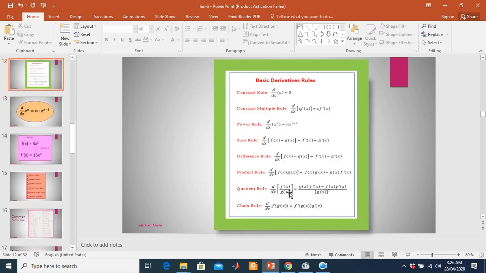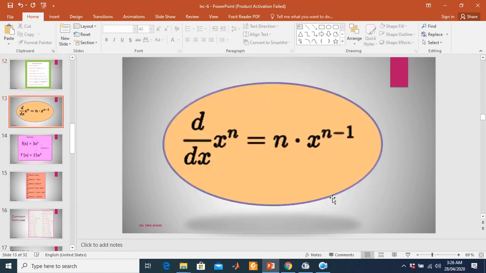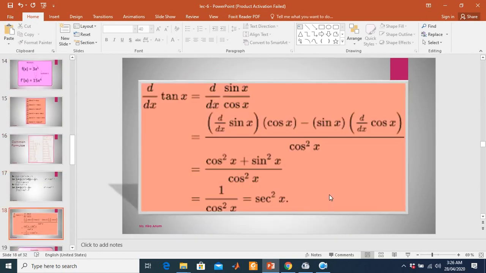Quotient rule: f(x) over g(x) equals g(x) f'(x) minus f(x) g'(x), over g(x) whole square. So, the derivative of the first function, d over dx of sin x. We know the derivative of sin x is cos x, and the second function is as it is, right? So cos x multiplied by cos x is cos square x, minus the derivative of the second function and the first function as it is.